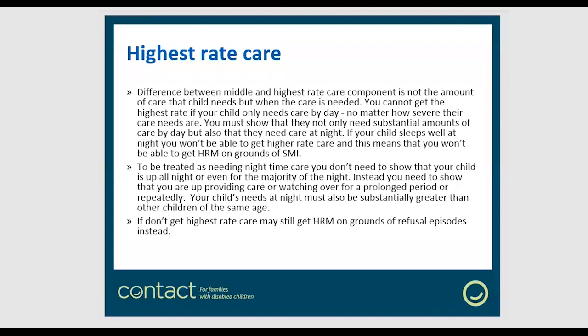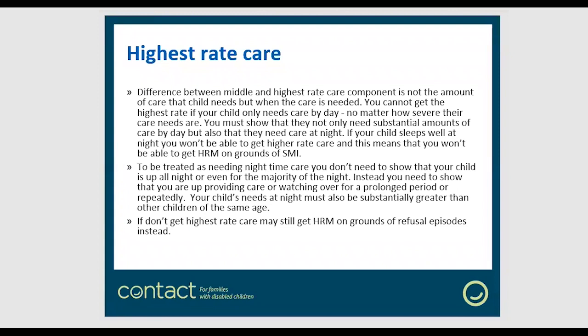Now, one of the things that you need to look at where your child's, say, on middle rate care is why they're currently on middle rate care. Is it because of the daytime needs or is it because of the nighttime needs? Because that will tell you which other side you need to argue for in order to get higher rate. So if your child's been awarded the middle rate for daytime needs, then obviously to try and get the highest rate, it's all going to be about arguing around the need for nighttime care. If your child's got the middle rate because they need nighttime care, then obviously you're going to have to argue around the need for daytime support.